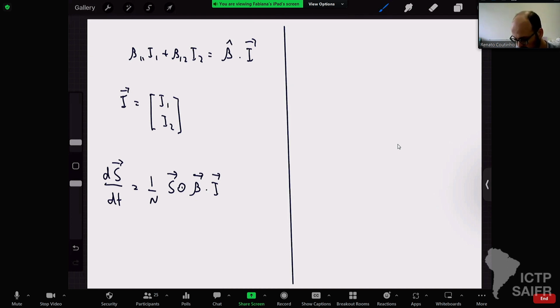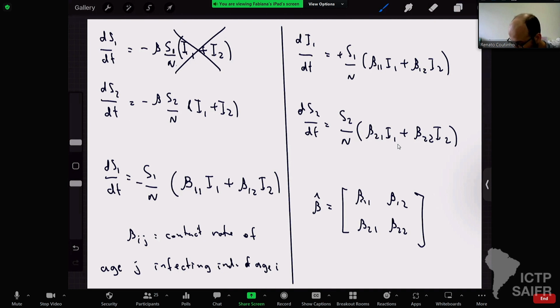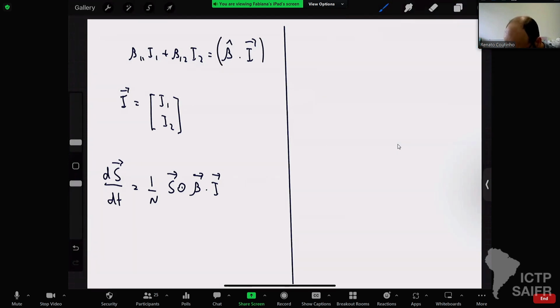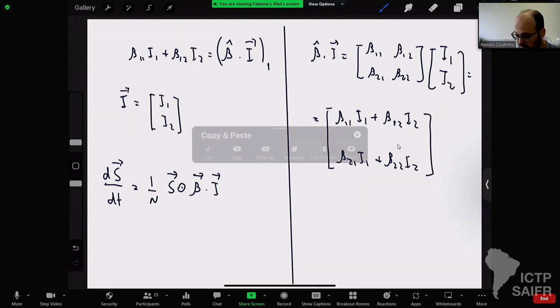Is that clear? If I do this product, let me do this explicitly so I don't confuse myself. If I do beta times I, this is beta 1,1, beta 1,2, beta 2,1, beta 2,2 times I1, I2, and this is going to be a vector that is beta 1,1 I1 plus beta 1,2 I2, and the other one will be beta 2,1 I1 plus beta 2,2 I2, right? So I have a vector that has two elements here.